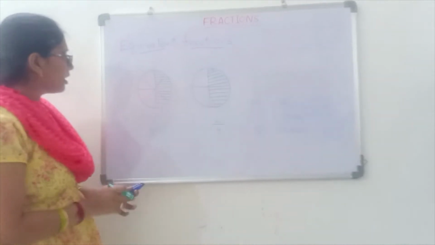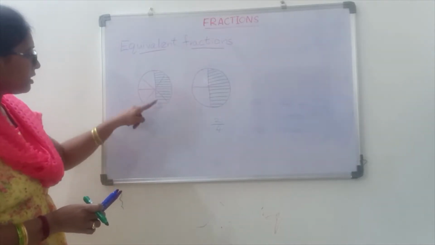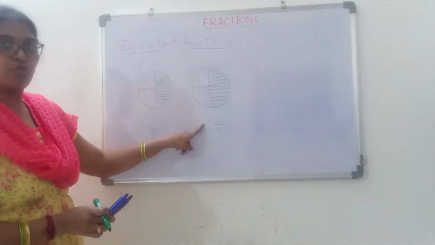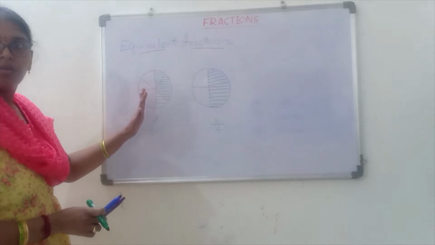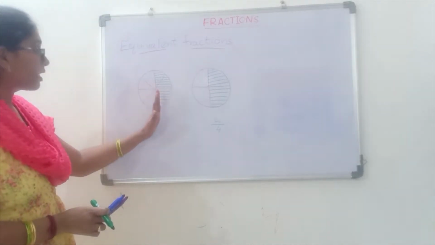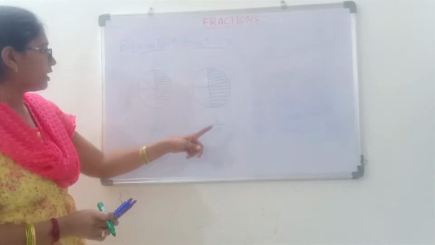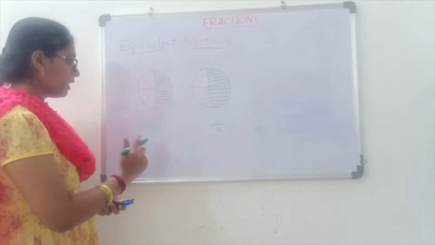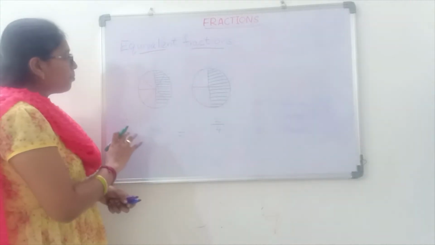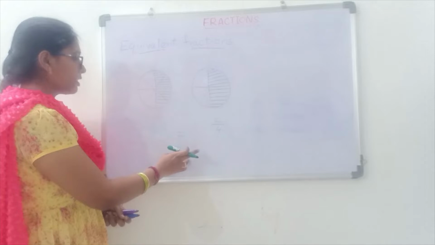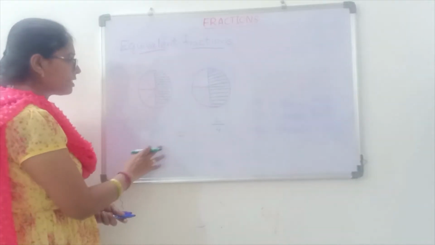But children, observe here. The fraction value is different in both the cases. Here it is 4/8 and here it is 2/4. But you observe the portion, the half portion of the circle is in green, and here also half portion of the circle is green. That means both are same, right? So 4/8 here is equal to 2/4. When portions are same in both fractions, these are called as equivalent fractions.